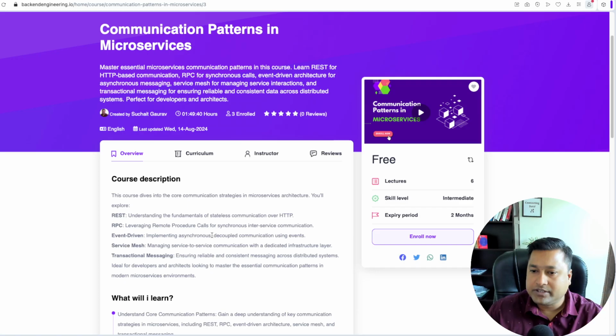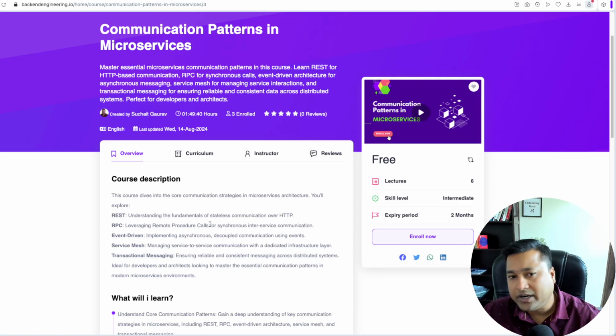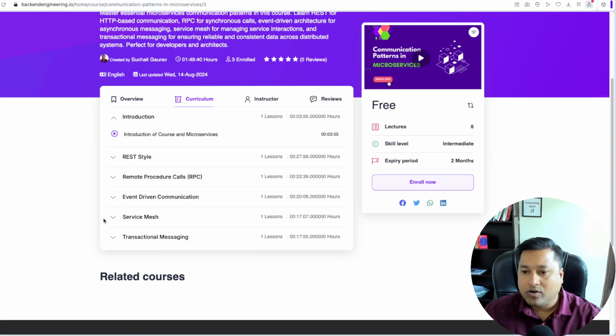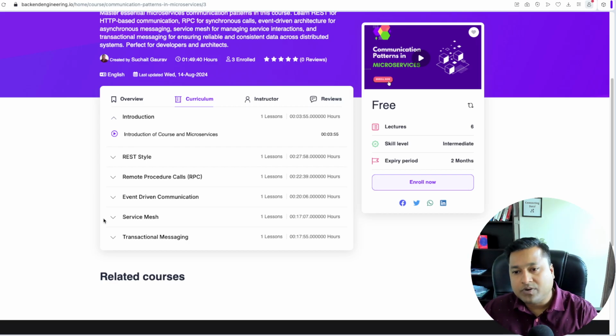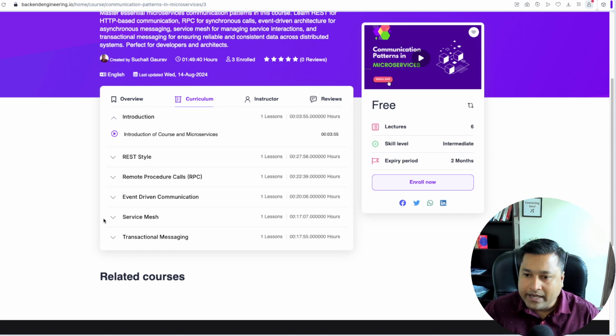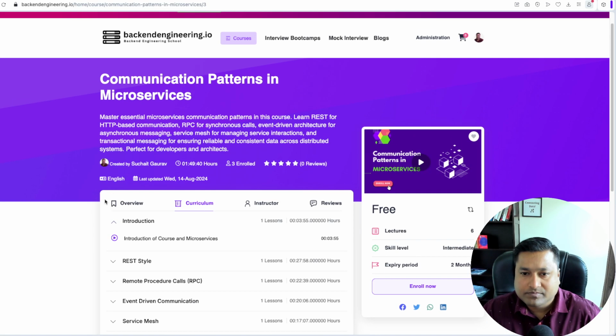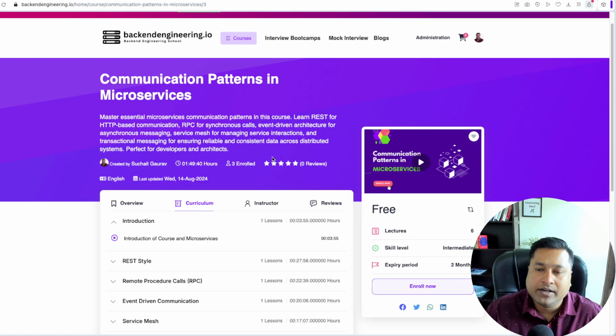And the outcome of this course, you can understand the different trade-offs. How communication works across microservices, what are the different trade-offs involved with it, and you could be an expert in microservices. And I hope that this will help you either to upgrade your career or to crack any interview where microservices could be one part of it, right? And it can help you. It's totally free and you can go and enroll in it.